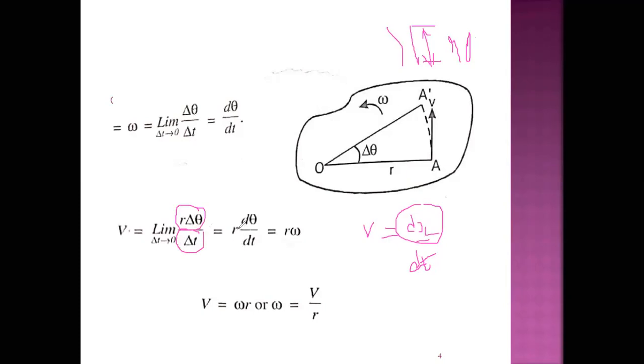Therefore, we can call it r dθ/dt. This term dθ/dt we can call omega. So v is equal to omega into r. This is the relation between linear velocity as well as angular velocity: v is always omega times r. Or if you want to find omega, then omega is equal to v by r.